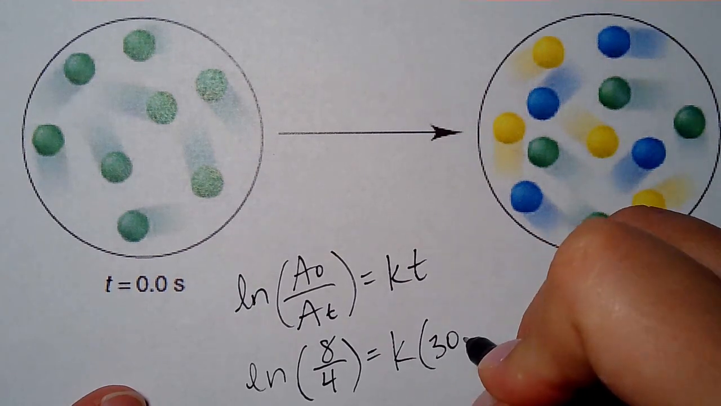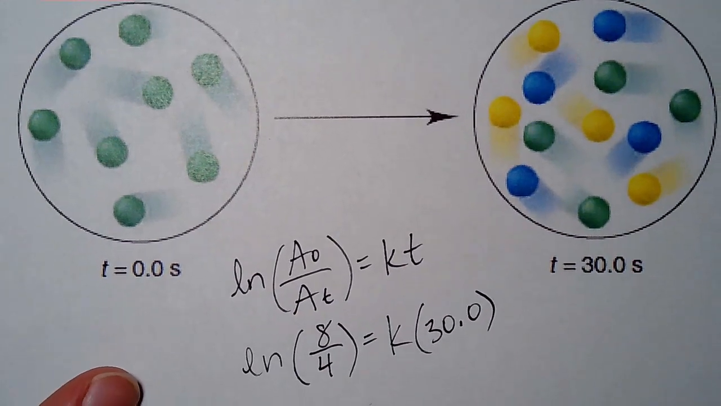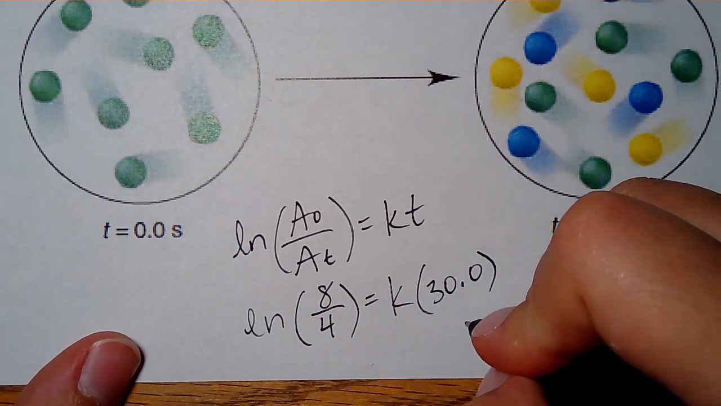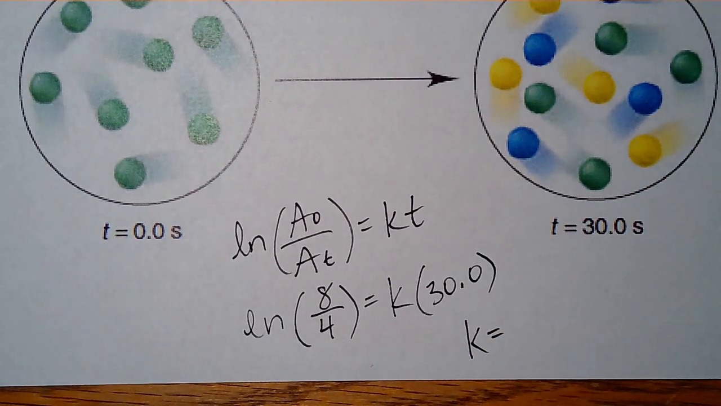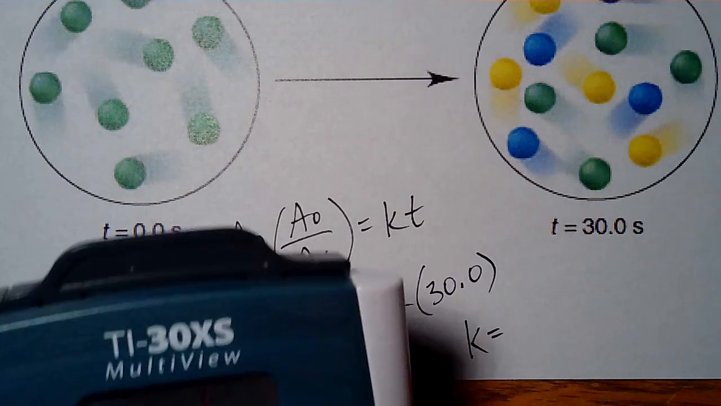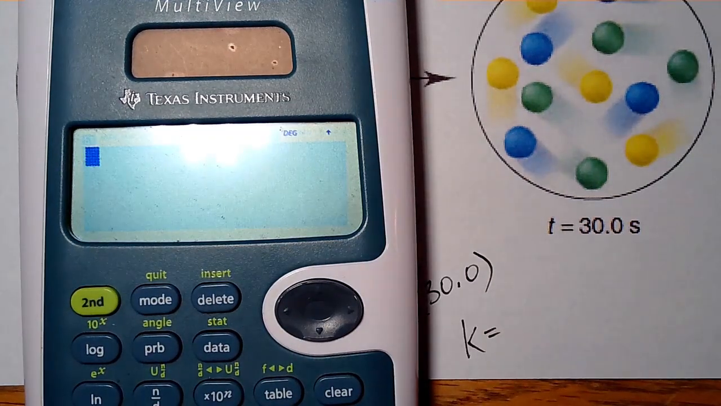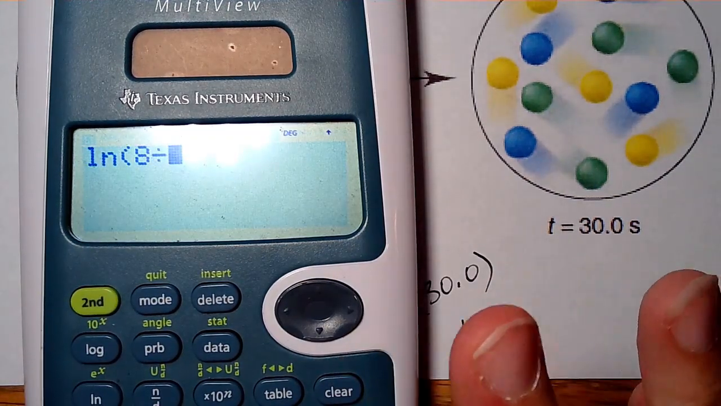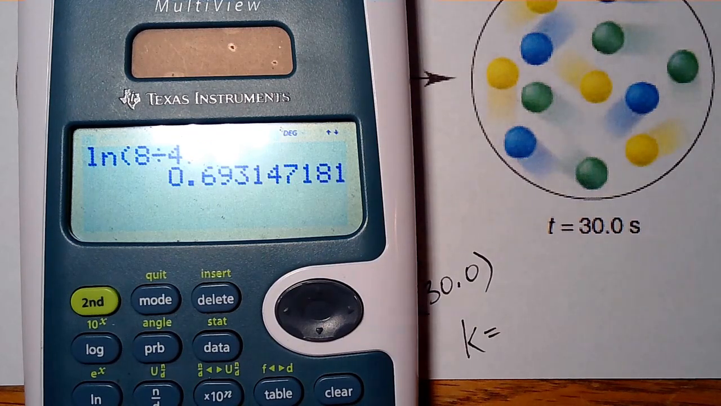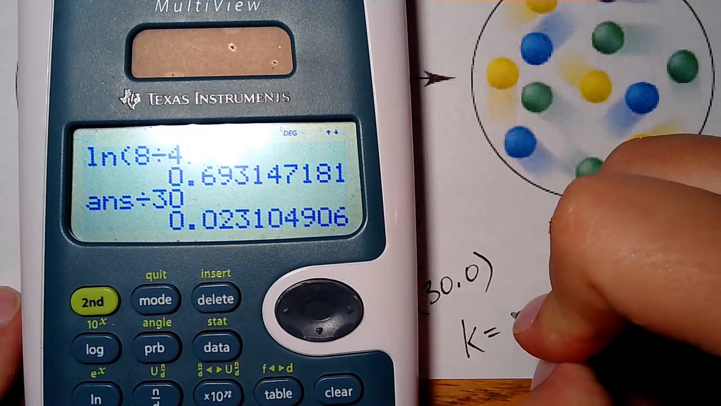So we only have one variable left. So we have the ln of 8 divided by 4. And then divide by the 30 seconds. So K is 0.023, 1 over S, since this is first order.